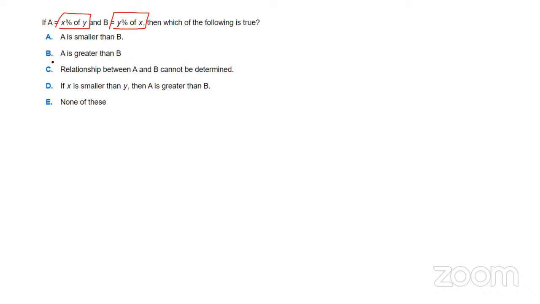So you have a lot of comparison. A is smaller than B, A is greater than B. Relationship between A and B cannot be determined. If X is smaller than Y, then A is greater than B, and none of these. You have 5 options here. So how do you calculate this?